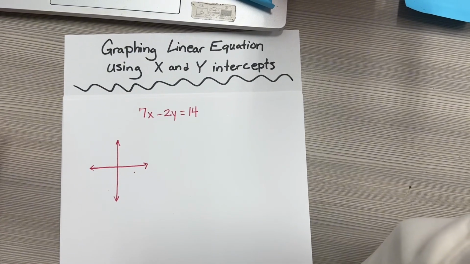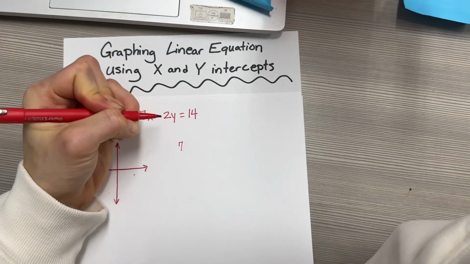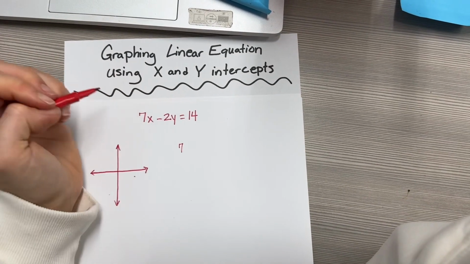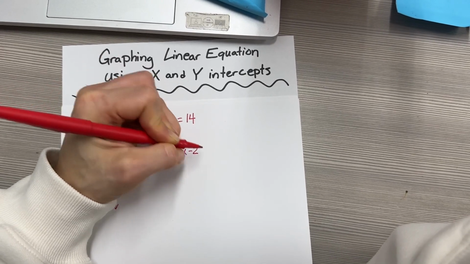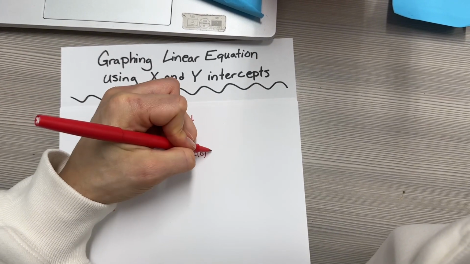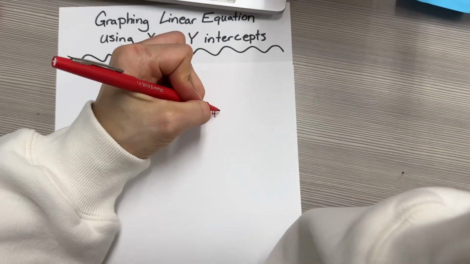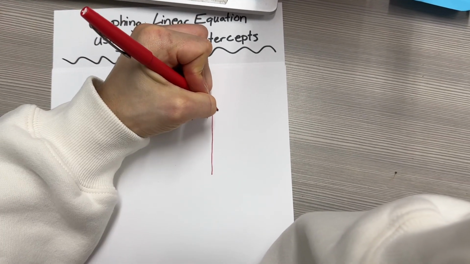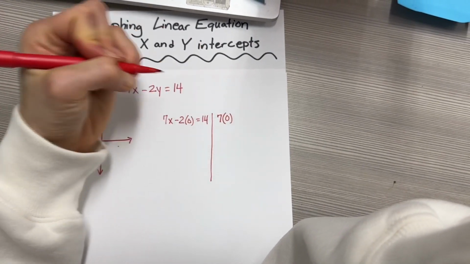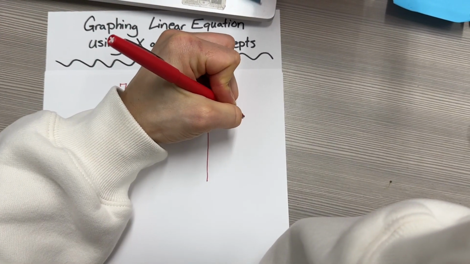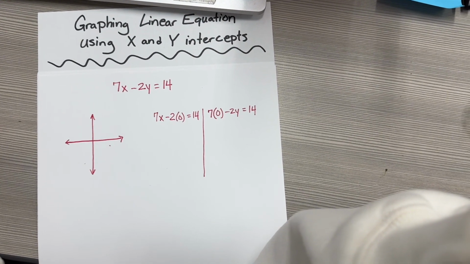Last example for today, same thing as before. We're rewriting our function. So we have 7x minus 2y equals 14. We're starting off, we're going to make the y 0. So instead of y, we put 0. We're going to write 7x, and instead of the y, we're going to put 0. So 7x minus 2 times 0 equals 14. And then we just need to solve.